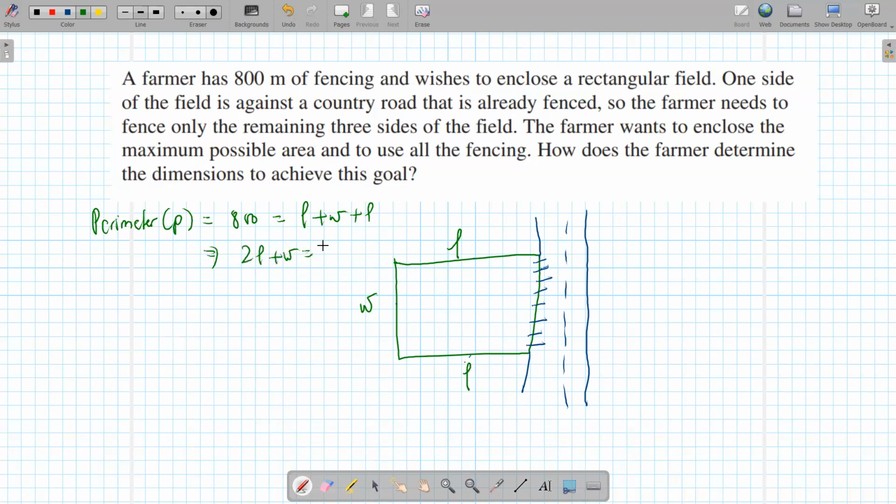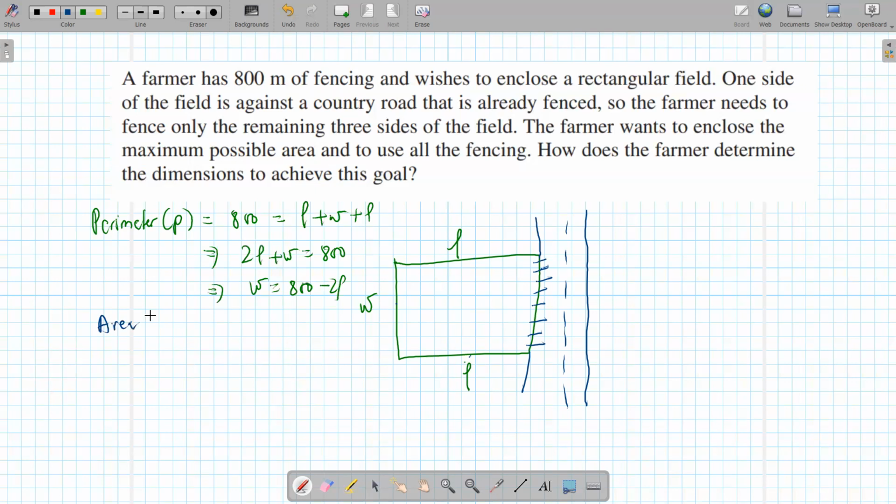2L plus W is 800. Do you see that? That means W is 800 minus 2L. Cool? All right, I'm going to need your help here.